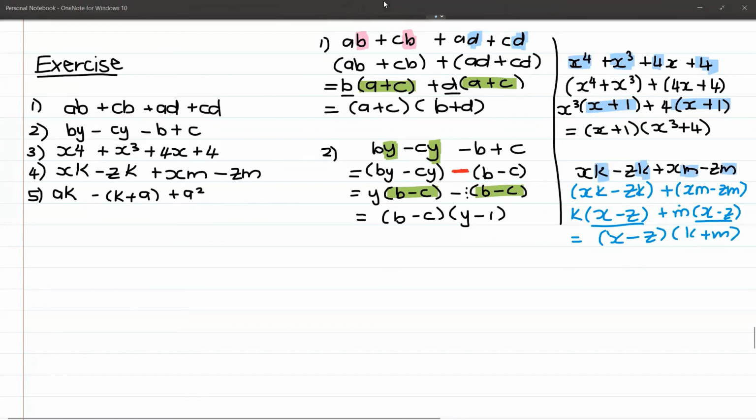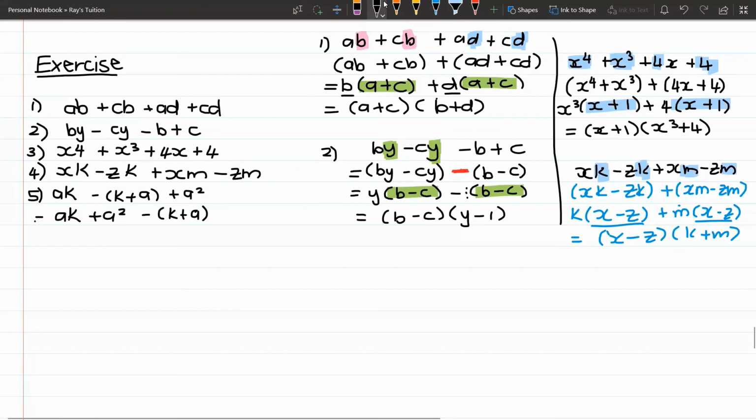Okay, let's look at the next one. The next one has already been partially grouped for us. So we can then, I'm just going to take this a squared and write it over here. So I'm just moving the terms. So it's k minus ak plus a squared minus k plus a. So all I've done was I've taken that a squared and just moved it.